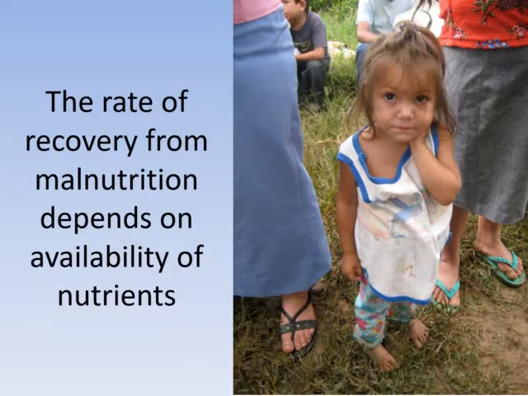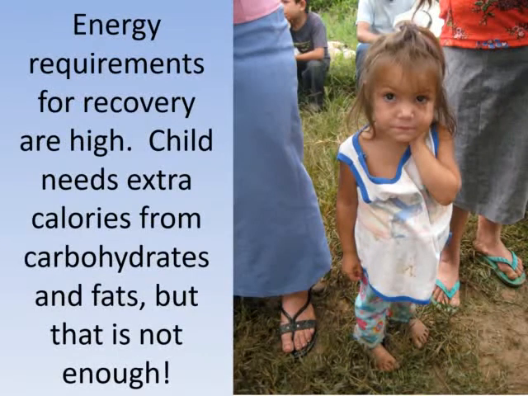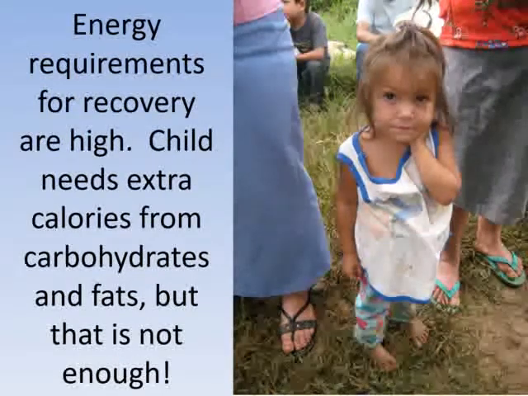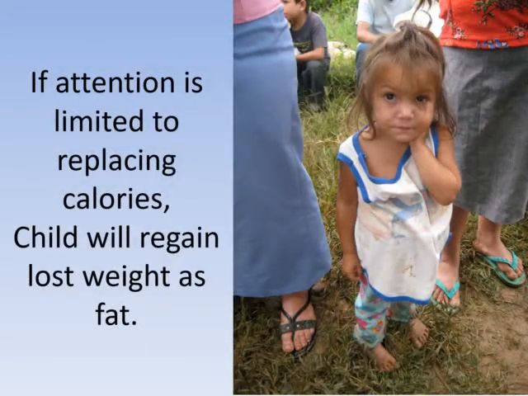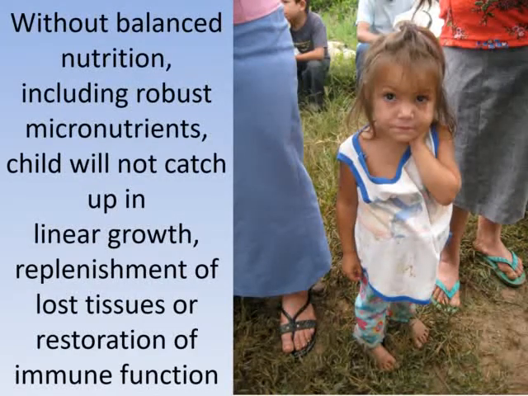Now, the rate of recovery from malnutrition depends on the availability of nutrients. Energy requirements for recovery are high. A child needs extra calories from carbohydrates and fats, but that is not enough. If attention is limited to replacing calories, the child will regain the lost weight as fat. Without balanced nutrition, including robust micronutrients, children will not catch up in linear growth, replenishment of lost tissues, or restoration of immune function.